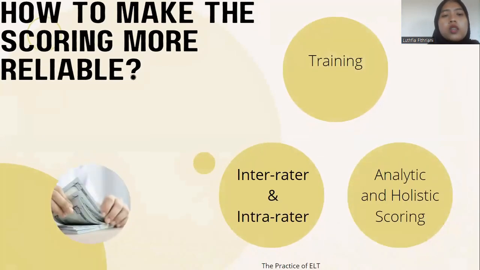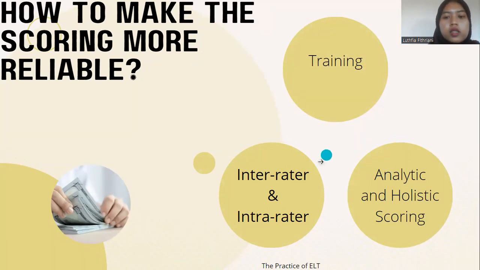And then how to make the scoring more reliable? There are three ways in making the scoring more reliable. The first is training. So before conducting a test, we can give the teachers training. So they will find the best way to score the students.